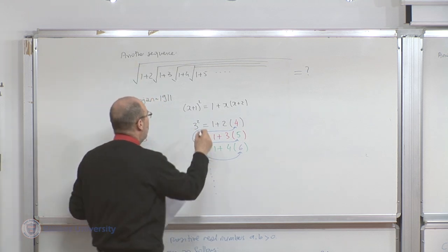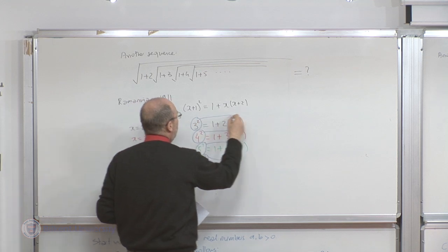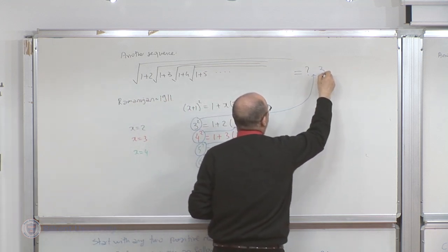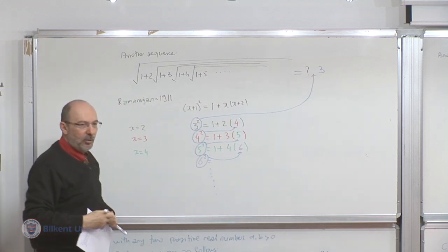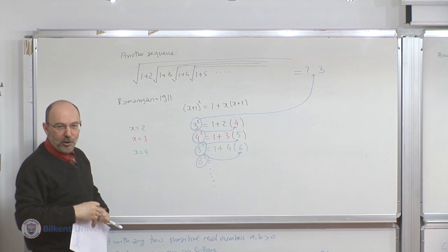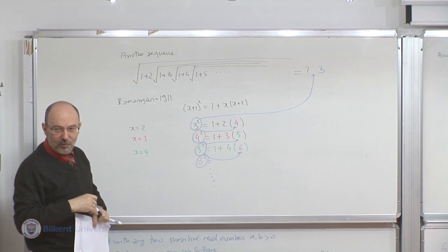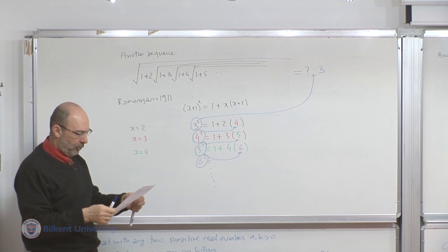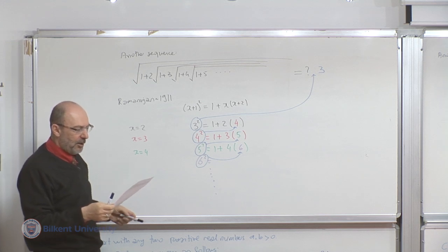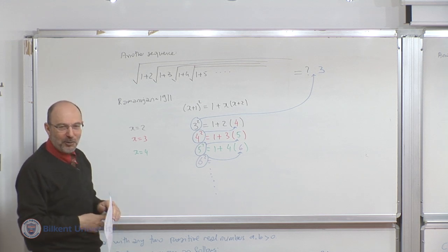Then you take this 3 squared here, and since everything is under the square root, you get 3. So next time, instead of going to Facebook, go to such places and have fun.